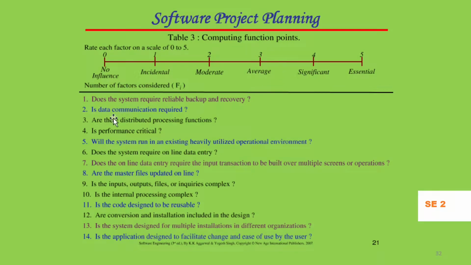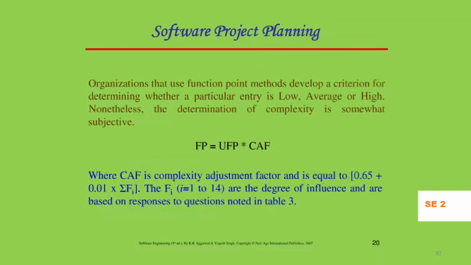Number 2 is data communication required. So kung yung system ba, kailangan online ba siya? Kailangan essential. Hindi gagana yung system pag walang data communication. So pwedeng 5. So you're going to ask yourself these 14 questions and provide your answer between 0 to 5. That would be your CAF, your complexity adjustment factor.